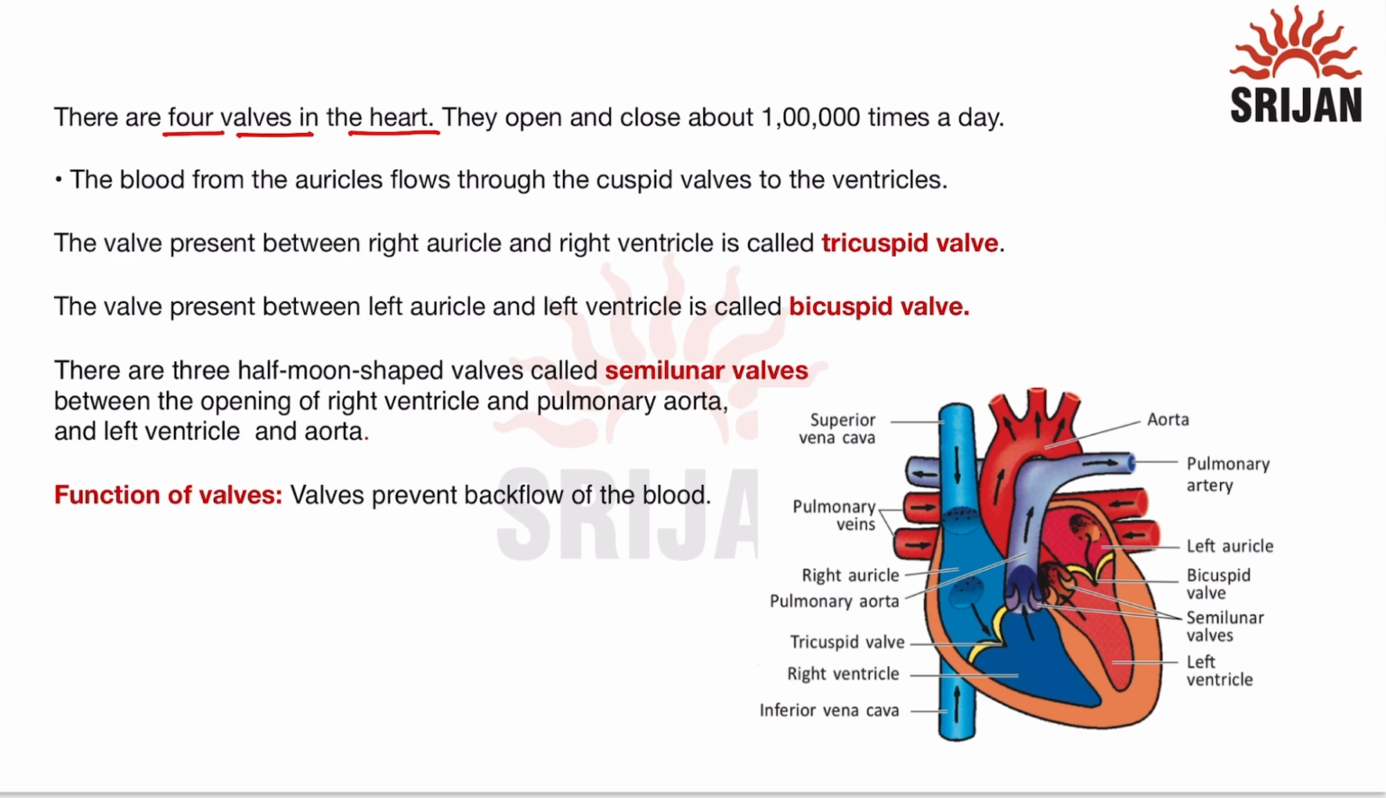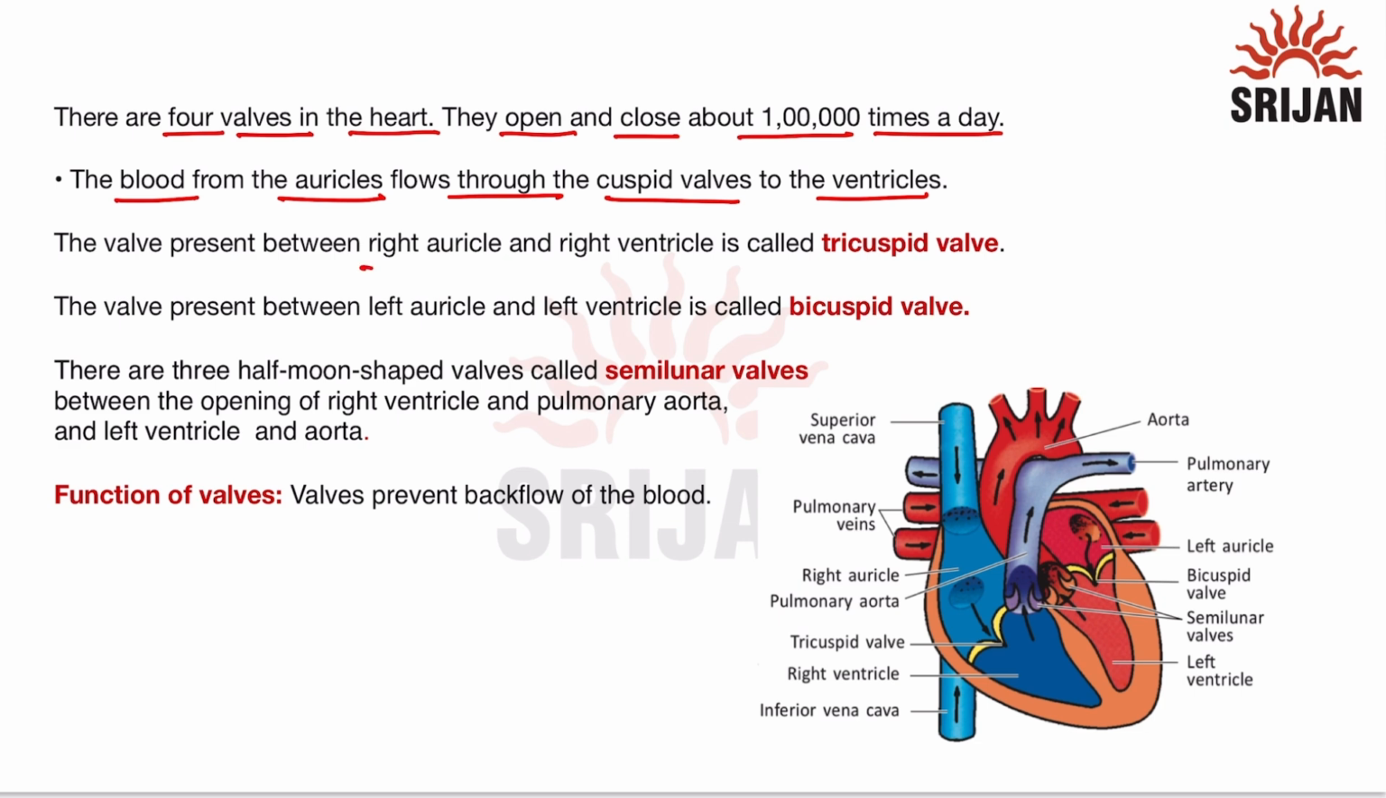Now there are four valves which are present in the heart. They open and close about 1 lakh times a day. The blood from the auricles flows through the cuspid valves to the ventricle. Since the blood that comes to the atrium goes to the ventricle, this flow of blood to the ventricle is guarded by the presence of valves.